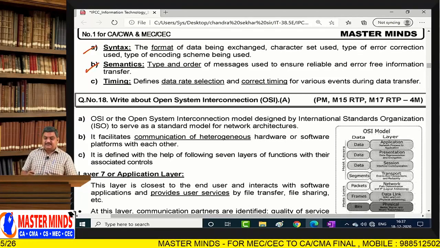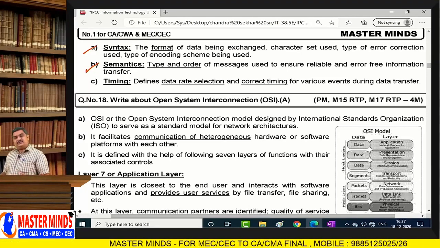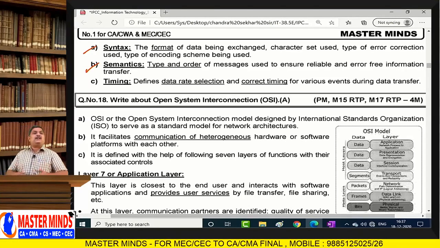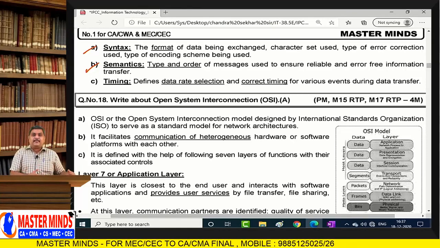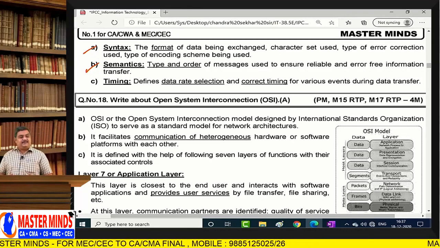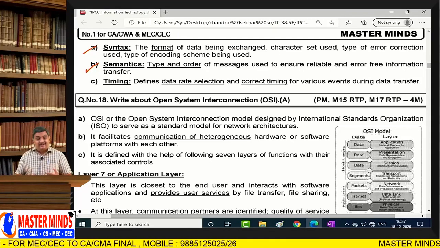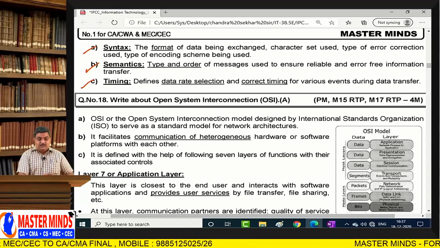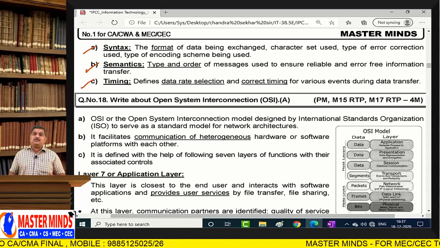And semantics. Semantics means what? In what way the data is to be transferred. For example, I am sending you 1 MB of data. So how that 1 MB of data has to be divided? What is the sequence? This all I have to decide. So that comes under semantics. Semantics generally refer to the meaning and timing. How much data has to be sent? What is the correct timing of the events? This all will be decided.